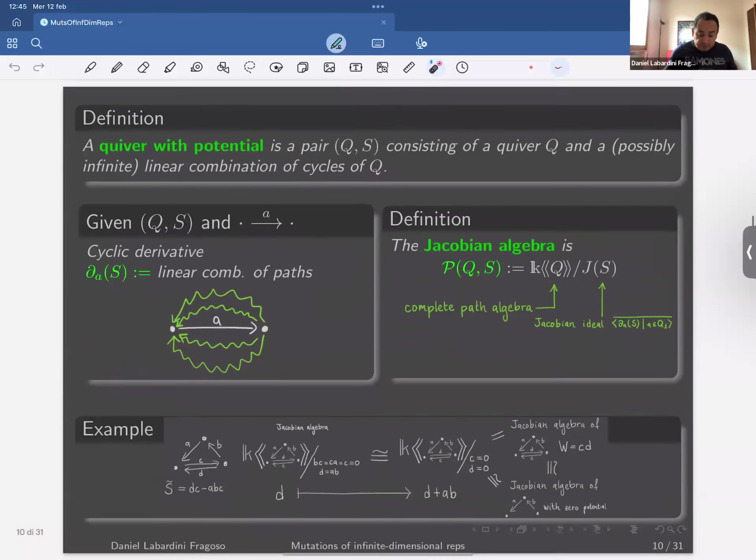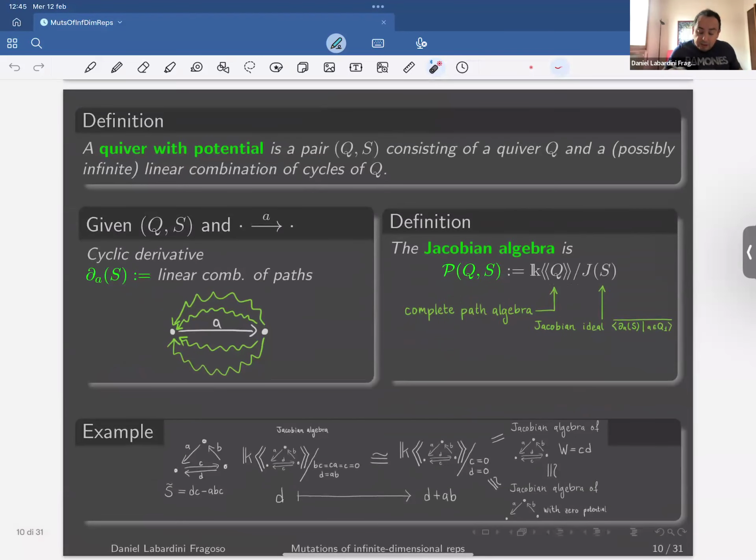Okay, so what is a potential? A potential on the quiver is a linear combination of cycles of the quiver. And for technical reasons, one has to allow it to be maybe infinite. So a possibly infinite linear combination, maybe an infinite sum of cycles of the quiver.